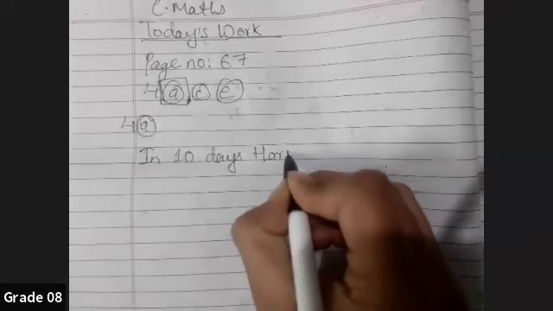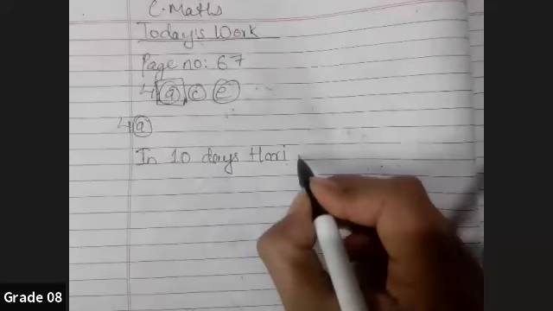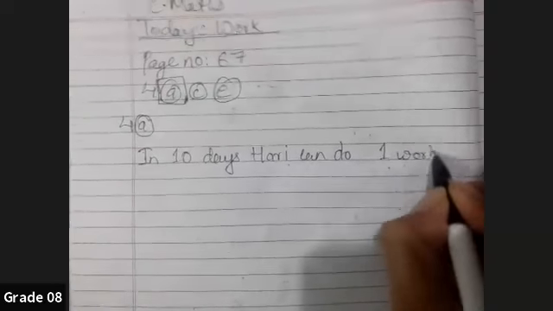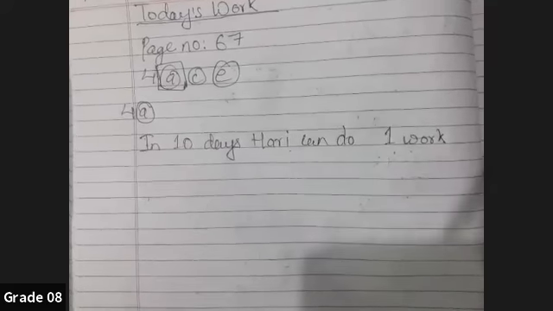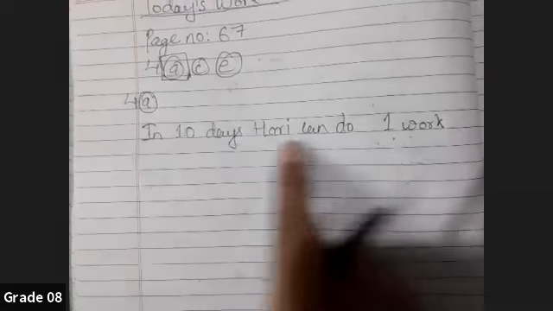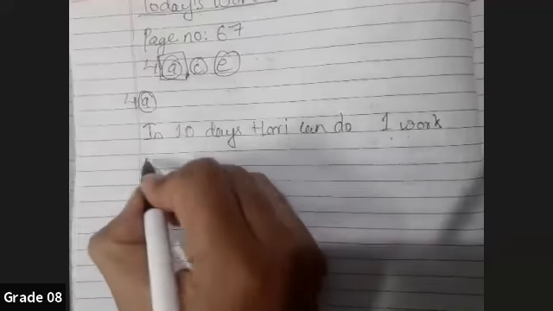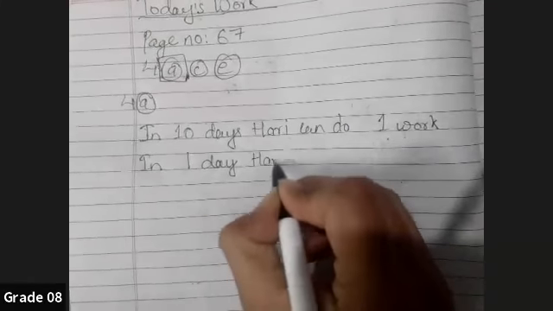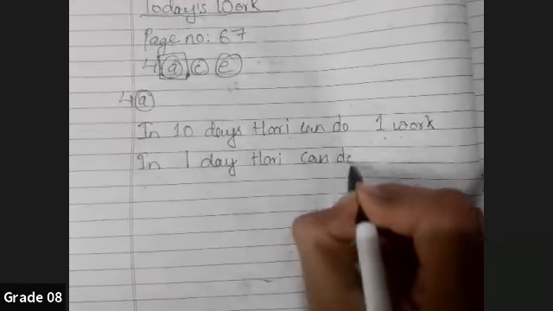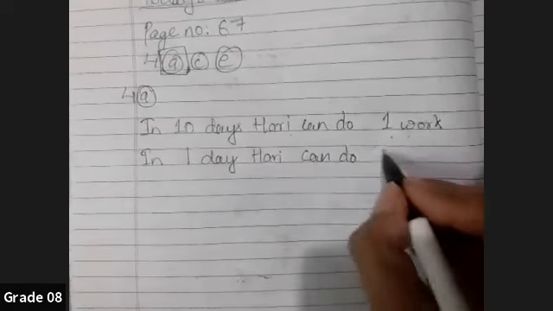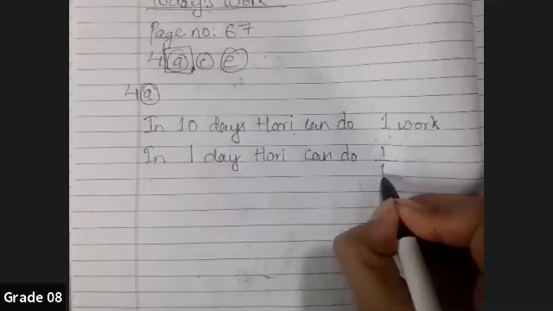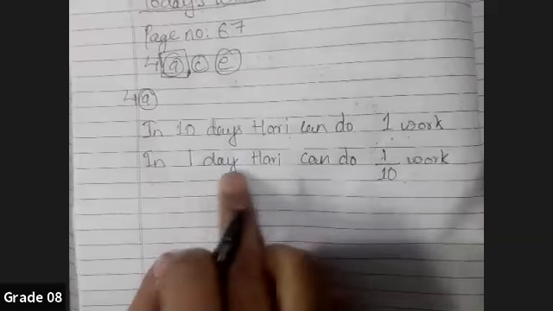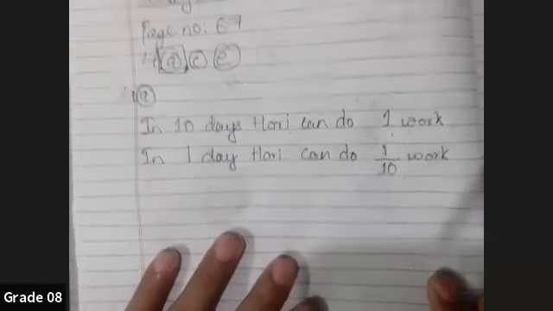you can also do it with me. In 10 days, Hari can do 1 work. This is the basic first sentence which we normally always write from the given sentence. After writing this statement, we have to find for 1 day. We are going to find Hari's 1 day work. So in 1 day, Hari can do, what will happen if days decrease, work also decreases, and decrease means divide. So in 1 day, Hari can do 1/10 work.